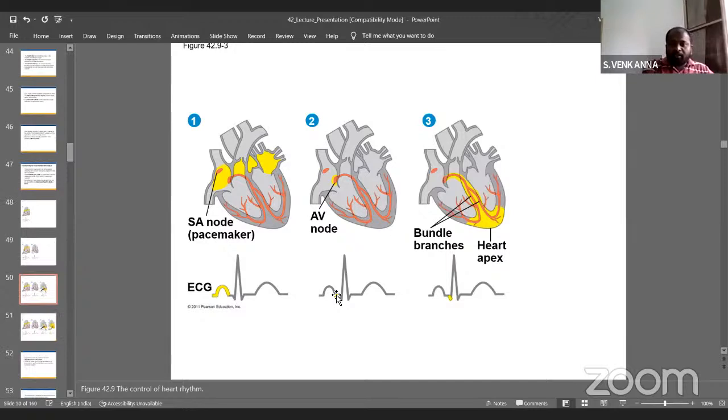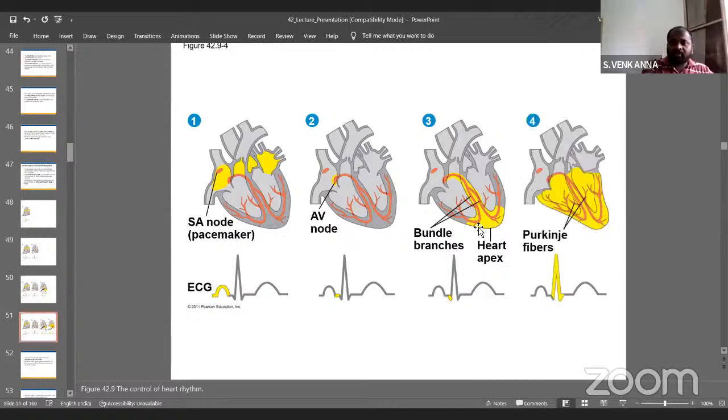The next one is the bundle branches, here. The lower part is the heart apex. Then the fourth one is the Purkinje fibers. These are the Purkinje fibers.